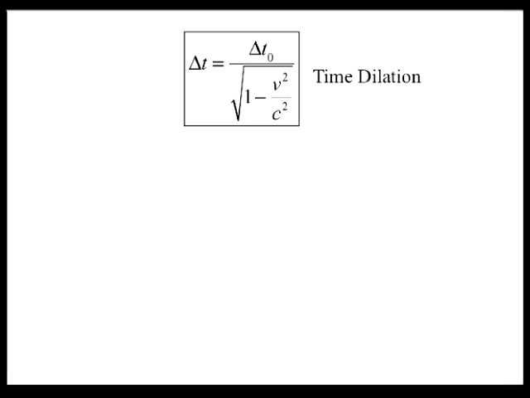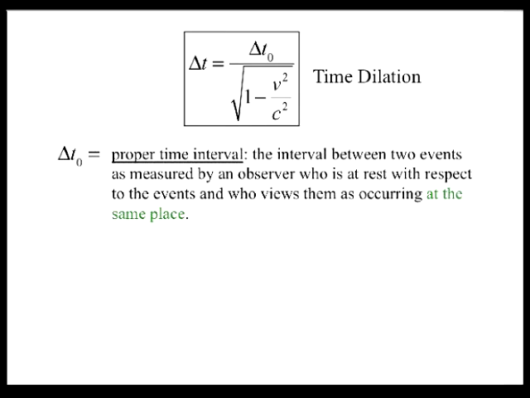The time interval delta t0 is called the proper time interval, which is the interval between two events as measured by an observer who is at rest with respect to the events and who views them as occurring at the same place. In the case of the observer on the ship, the light emerges from the source and strikes the detector at the same place in his frame of reference.